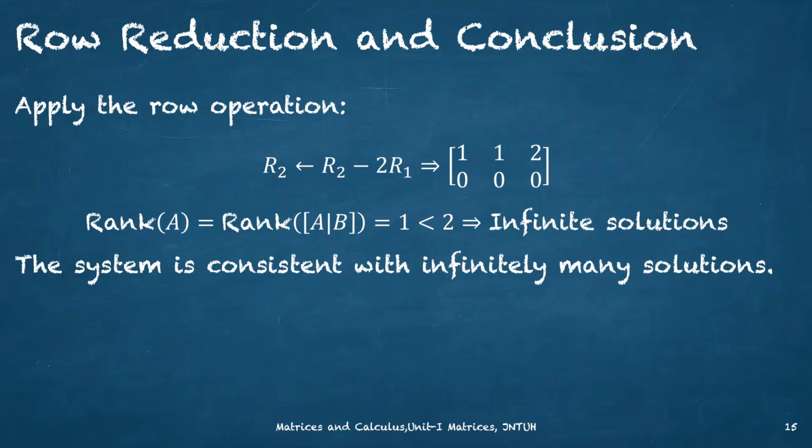Now let's find the ranks. The rank of matrix A is 1, and the rank of the augmented matrix A bar B is also 1. Since both ranks are equal and less than the number of unknowns, which is 2, this means the system has infinitely many solutions. So the final conclusion is, the system is consistent and has infinitely many solutions.